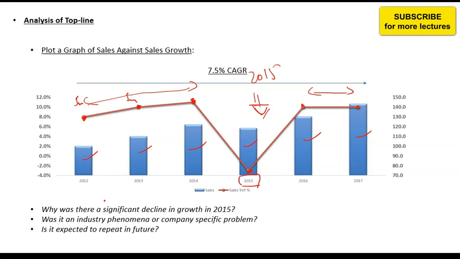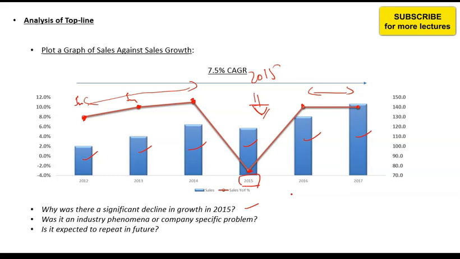So you need to find out that why was there a significant decline in a specific year, or why was there an abnormal or significant increase in a given year if a change has happened. Then next thing that you need to answer is that whether that is an industry phenomena, क्या पूरी industry नहीं ऐसा perform करा था, या सारे competitors नहीं ऐसा perform करा था, या फिर सिर्फ इस company ने करा. So was it a company specific case or scenario, or was it an industry phenomena?